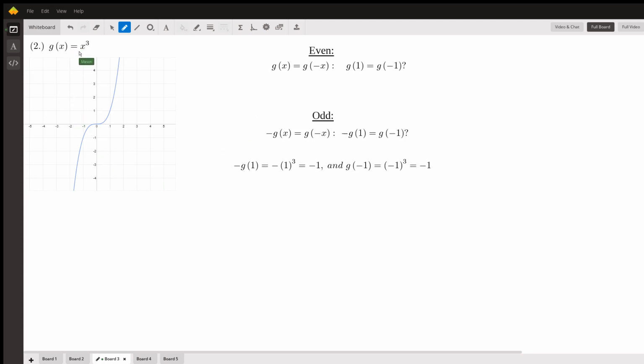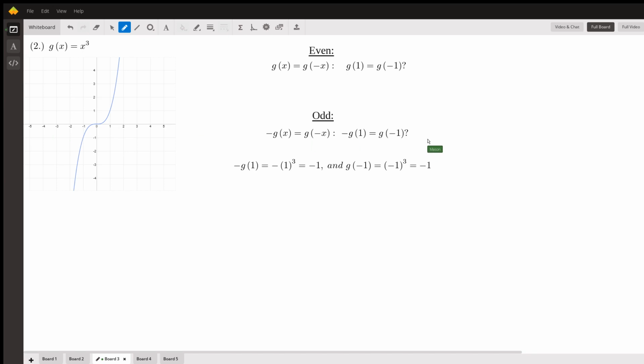Looking at g of x is equal to x cubed. Here's the graph for x cubed. And again, immediately, we can see here at the origin, if we were to rotate this all the way around, and essentially just flip it across the origin, we would have a symmetric graph.